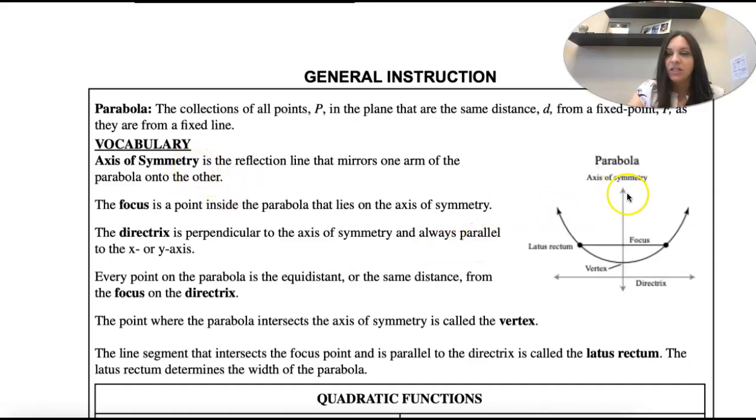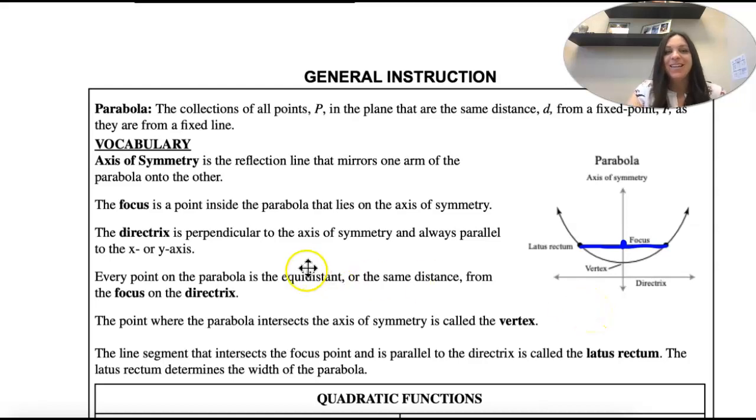So the axis of symmetry is this line that goes up and down, or we're going to turn it this time, it can go the other way, but it cuts it in half. And on that axis of symmetry, I feel like the picture doesn't really show it, there's this point in the middle called the focus. And then the line that goes through the focus to the edge of the parabola is called the latus rectum. Yes, you get to say that.